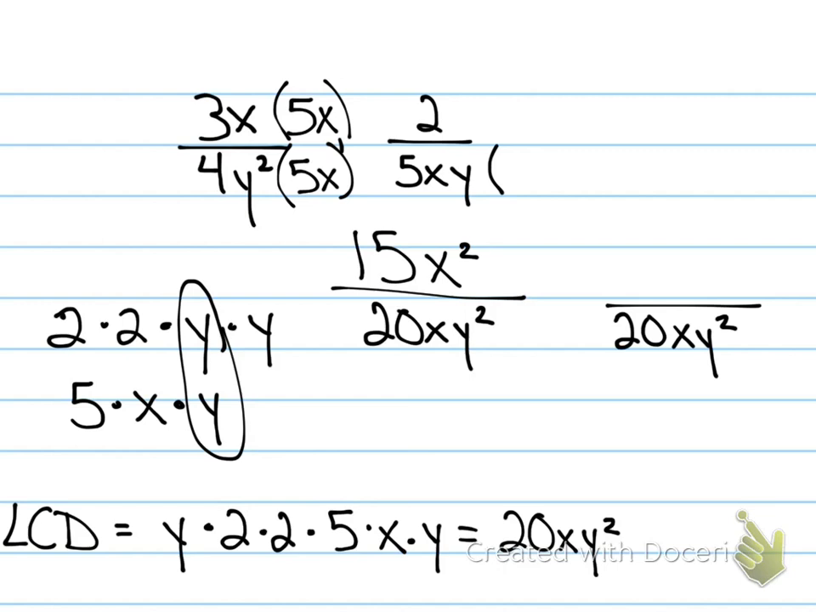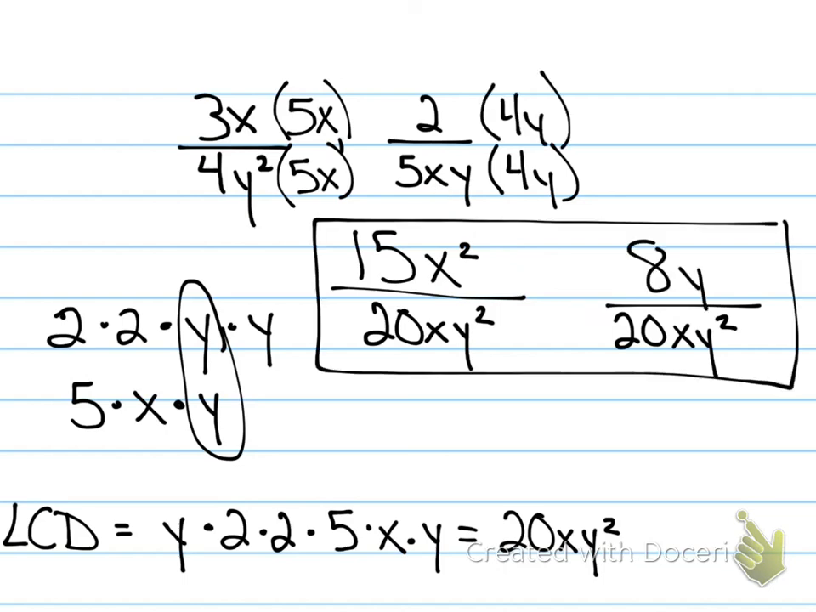How do I get from 5xy to 20xy squared? Cole, what did you multiply by? 4y. Do you agree? Well, why didn't I multiply by an x? Because you already have an x. There's an x here and an x here. You don't need another x. Multiply top and bottom by 4y, and you get 8y.